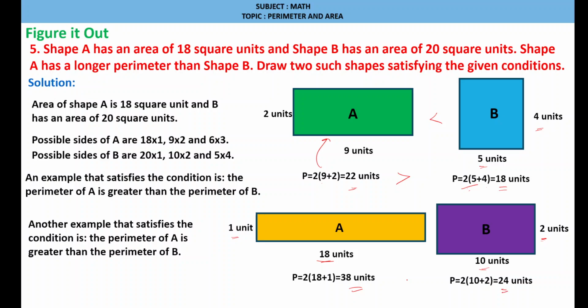If we observe here, the perimeter of A is greater than the perimeter of B. But area-wise, the area of A is less than the area of B. Because if we observe here, the area of A is 18 into 1, 18 square units. Similarly, 10 into 2 is 20 square units, which satisfies the condition: 20 square units here, 18 square units there.